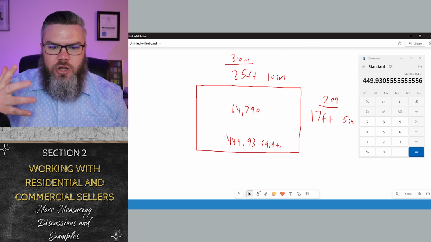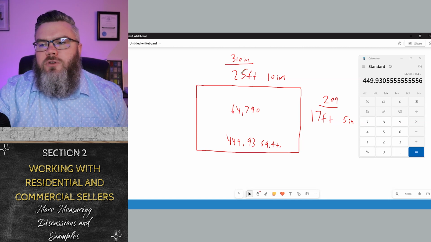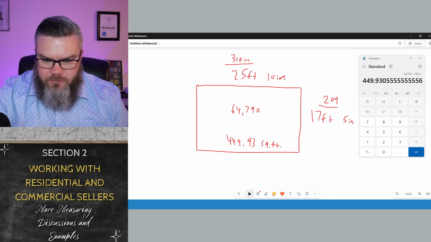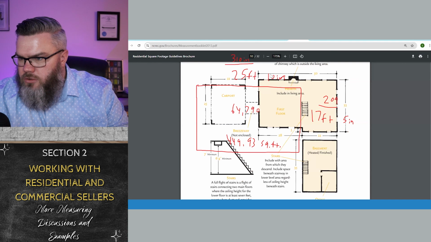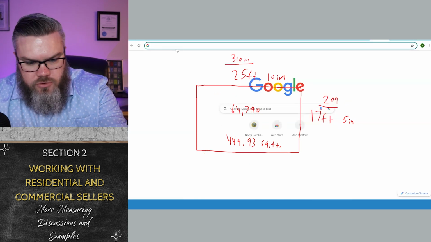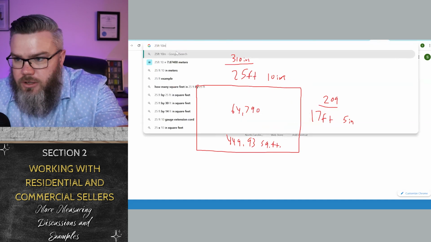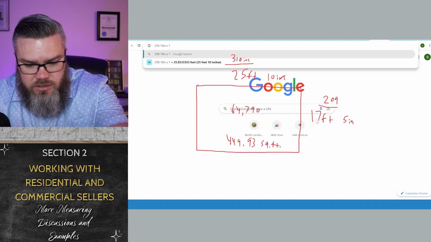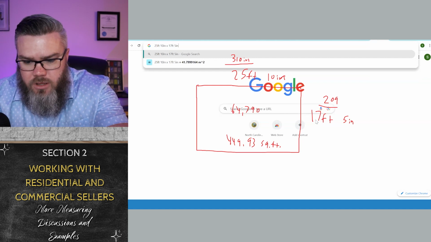So now let's show you how to do it an easier way. Yes, this all maths out as long as you keep track of everything. But if you go to Google, folks, and you type in 25 feet, 10 inches, and then just hit times, and then 17 feet, 5 inches, and you hit enter.